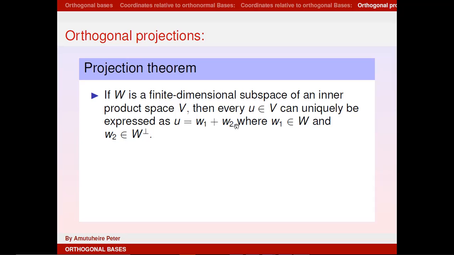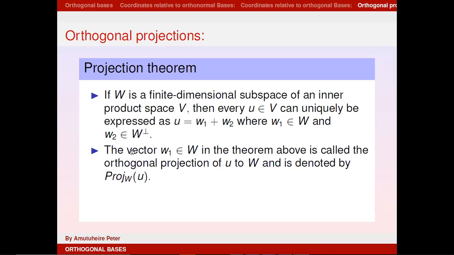It has a component which is orthogonal to every other vector in W, which belongs to the orthogonal complement, and has the other part which belongs to W. So the vector W1 in W in the theorem above is called the orthogonal projection of U onto W, and is denoted by the projection of U on W.